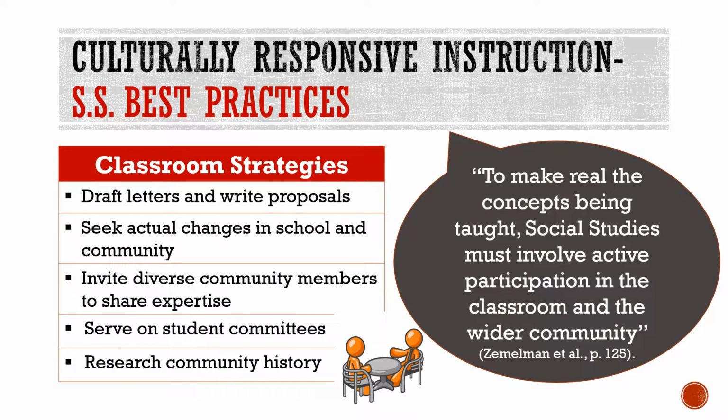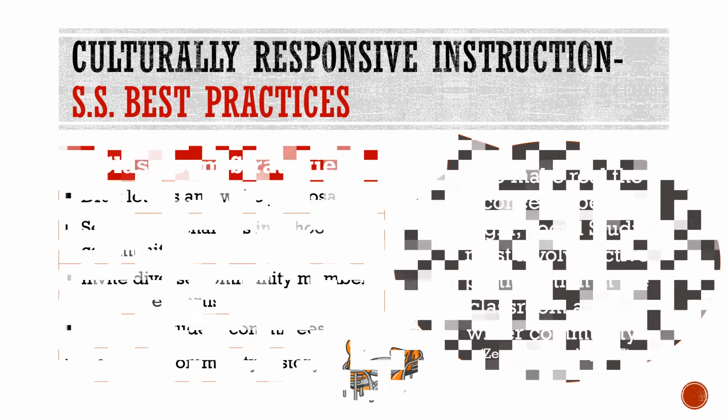Some strategies include drafting letters or writing proposals about things that matter to them. Students can seek out actual changes in the school and community. They can invite diverse community members to share their expertise on various subjects that they're learning, or they can serve on student committees throughout the school. It's important for students to also research their community history to gain more understanding of their location.